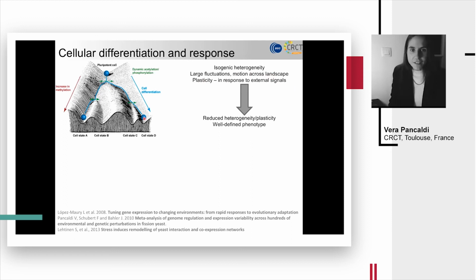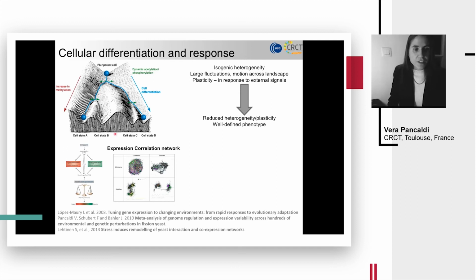But as the cells differentiate and we go down this landscape, we will have reduced heterogeneity and plasticity and achieve a well-defined phenotype. So this reminded me of some work that I did years ago about the effect of stress response on protein-protein interaction networks. And we saw that the network structure was actually reflecting the changes in the expression profiles that were created by the stress response.